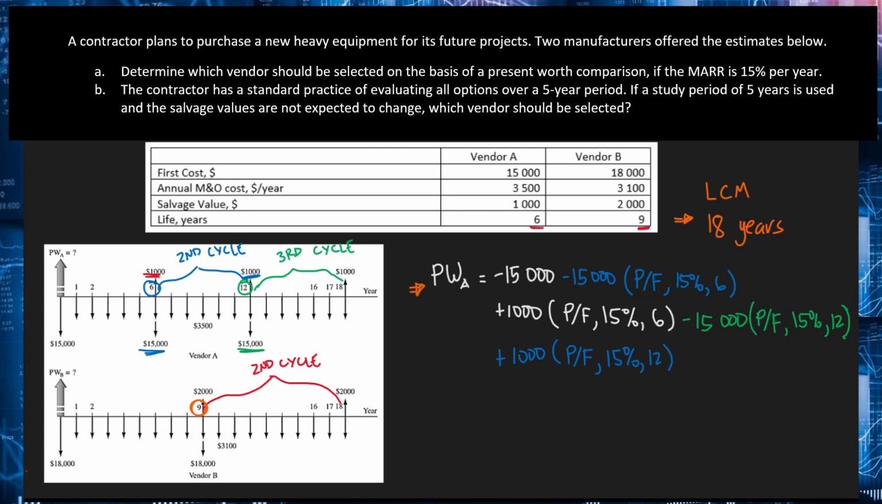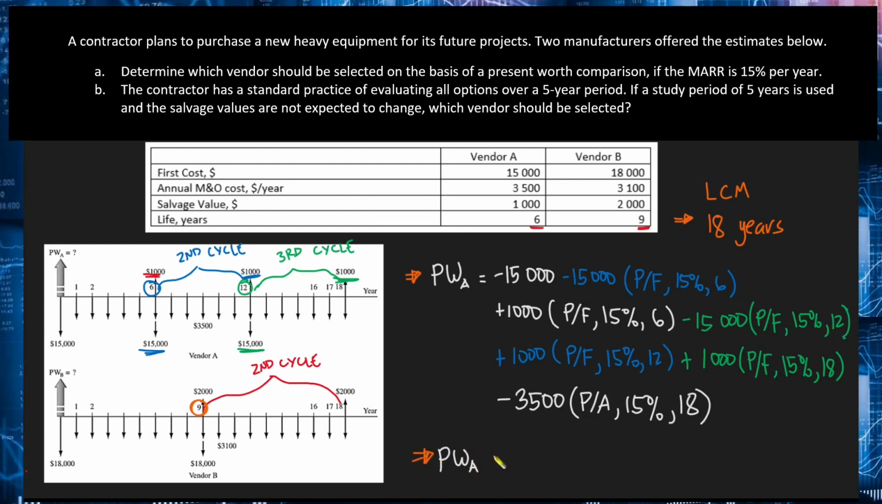And then lastly, we are going to add the salvage value at the end of the third life cycle. So that is at year 18. And then, ilalagay din natin dito yung annual operating cost or the annual maintenance and operating cost, which is 3,500 each year. So that is for 18 years. So we are going to use the P/A factor. In total, yung present worth ng lahat ng cash flows for the first alternative will be equal to $45,036.